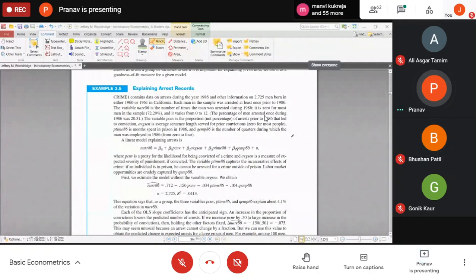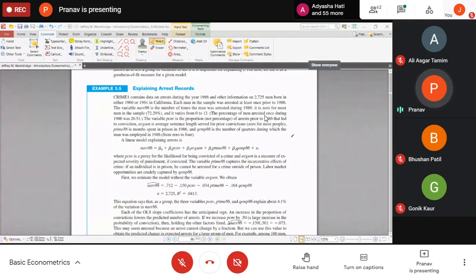Okay, all right. So let us take this example, which is about explaining arrest records in California. There's this data set called Crime One, which contains data on arrests during the year 1986 and other information on 2725 men born in either 1960 or 1961. So this is what the entire model is.